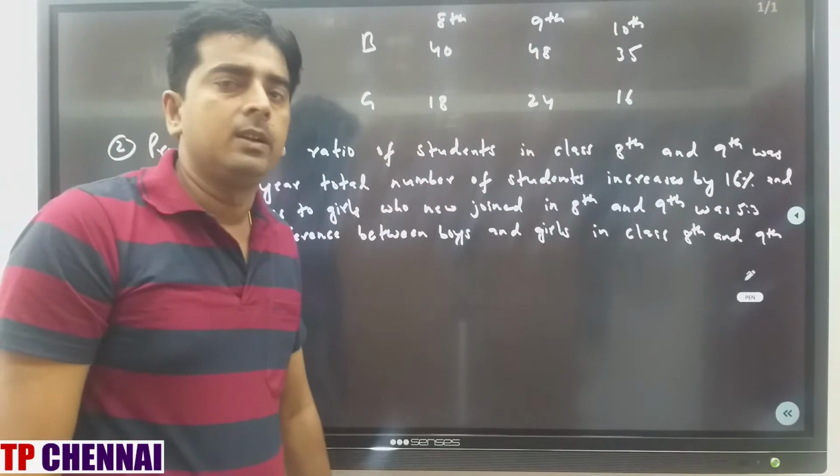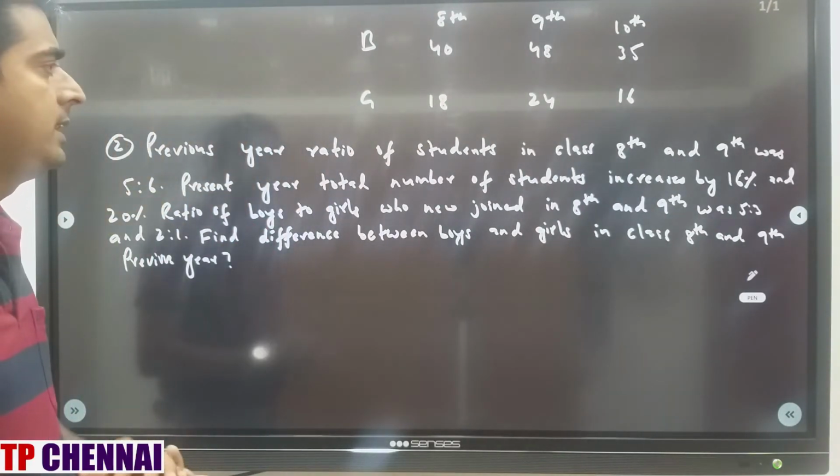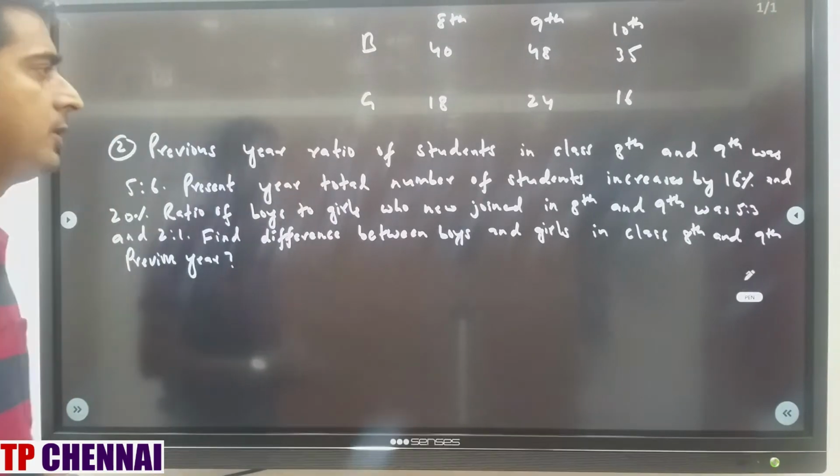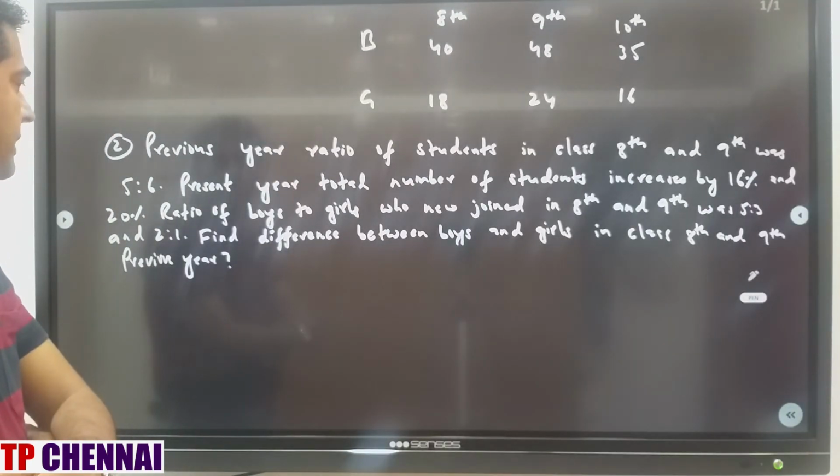So now we'll see the second question. Previous year ratio of students in class 8th and 9th was 5:6. Present year total number of students increases by 16% and 20%. Ratio of boys to girls who newly joined in 8th and 9th was 5:3 and 2:1. Find the difference between boys and girls in class 8th and 9th previous year.